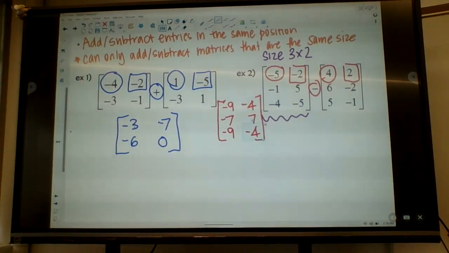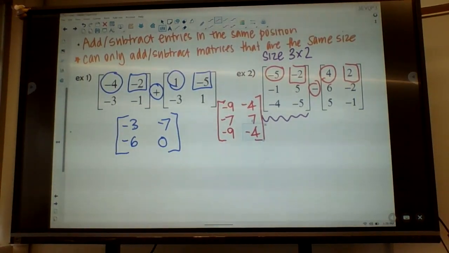Now you might be wondering, what does this have to do with graphing? Matrices do have a connection to graphs. The idea with the graphs is it's just a way to organize our coordinate points. So we'll get to that here in a second.